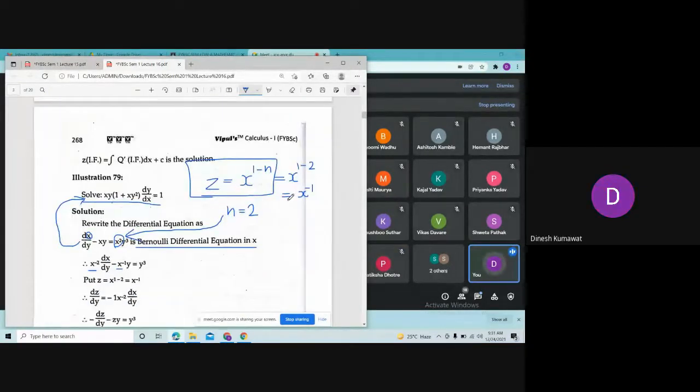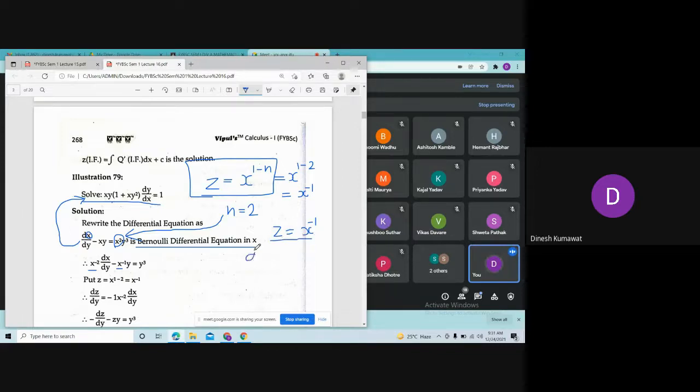Okay, so z is equals to x to the power minus 1. Now you differentiate this z with respect to y. Remember, z is also a function of x, and x is also a function of y. See, x is a function of y, z is a function of x, which means what? Z is a function of y also. So you differentiate this with respect to y.